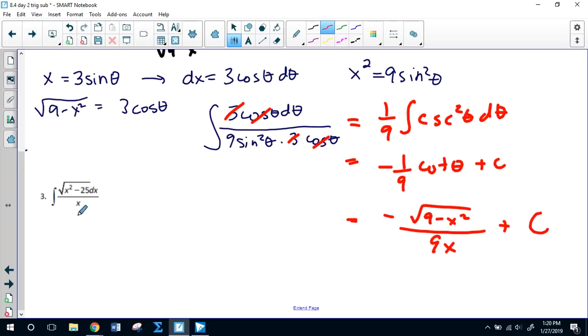Okay, I'm going to skip this one as well, but I would like you to try it and see if you can figure out what the solution will be to this problem, and we'll start that class period off tomorrow with that.